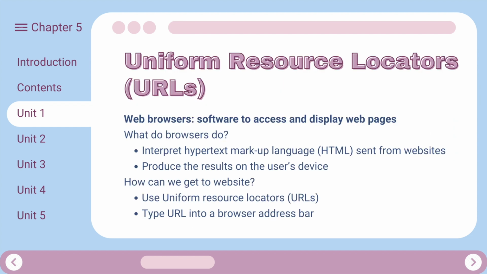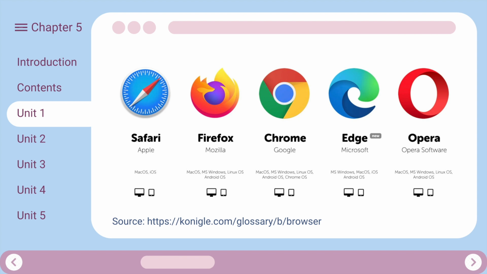In the previous slides, we've talked about how users can access the World Wide Web using web browsers. So, what are web browsers? They are a kind of software to access and display web pages, and we can simply call them browsers. These are some common browsers in our lives, like Safari, Firefox, Chrome, Edge, and Opera.